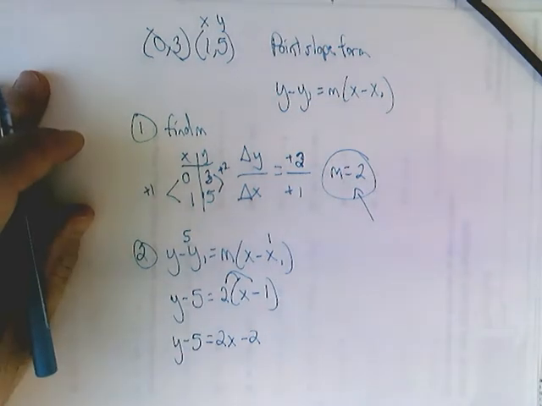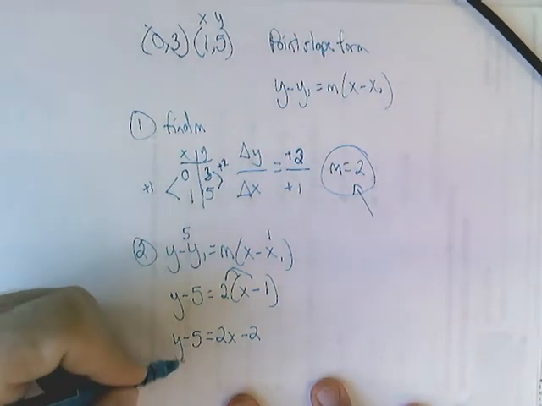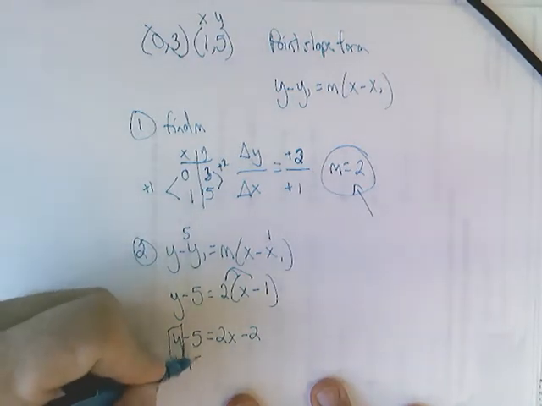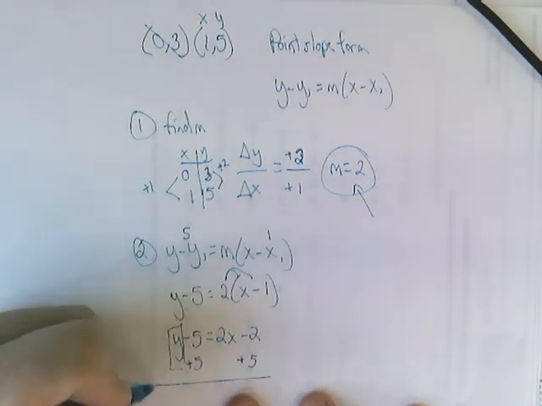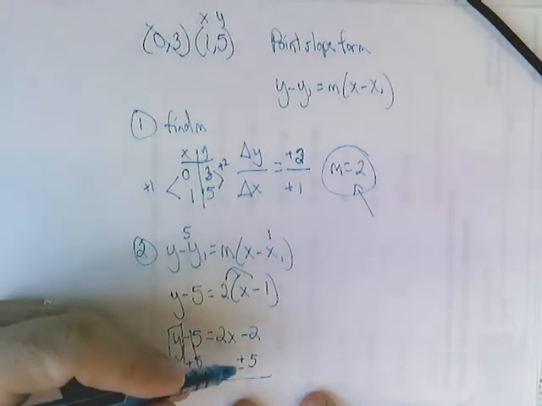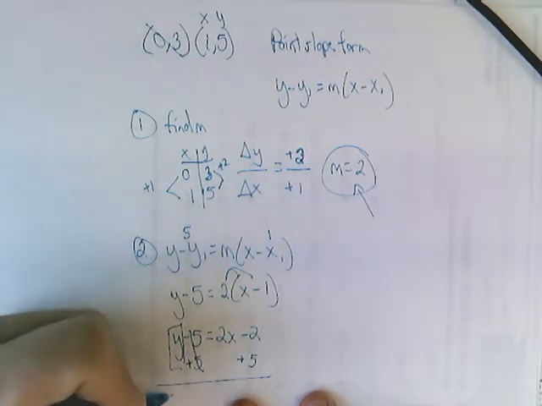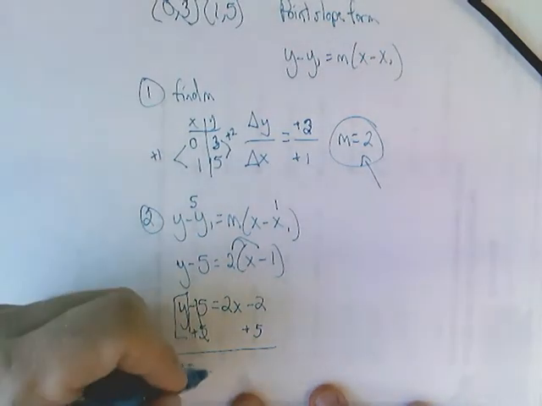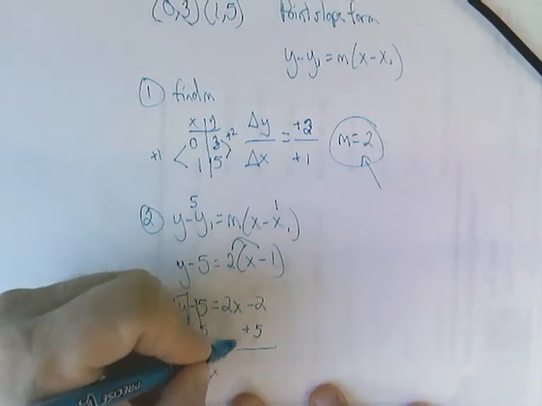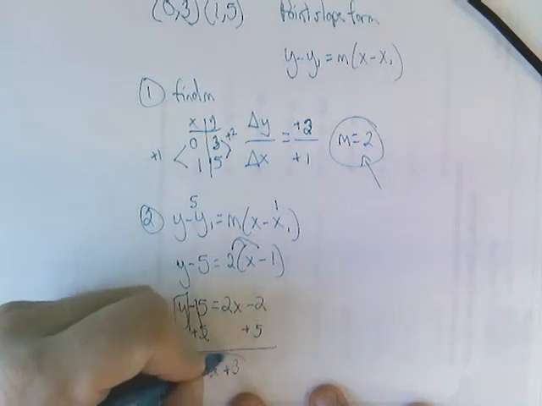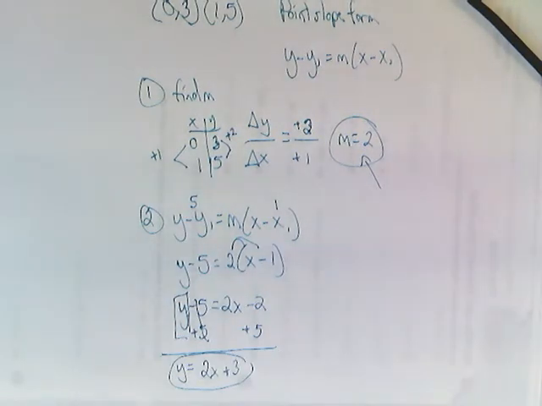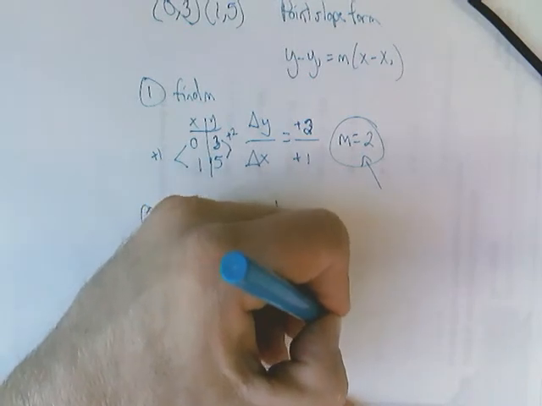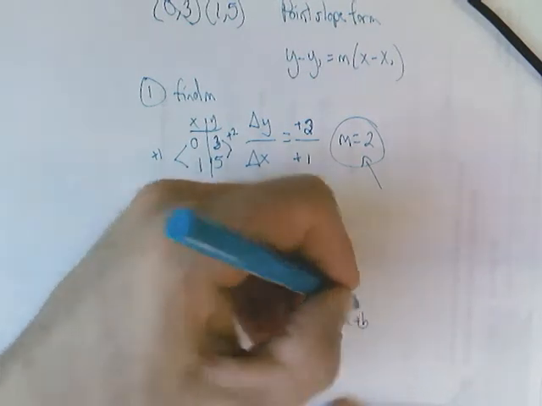The last thing I have to do is get the y by itself. So to get that by itself, I have to get rid of that minus 5. I can do that by adding 5 to both sides. Add 5 underneath the negative 2 because those are the same sorts of things. I'm left with y equals 2x gets brought down. Negative 2 plus 5 is positive 3. So I know this is probably the right answer because it's in slope-intercept form.